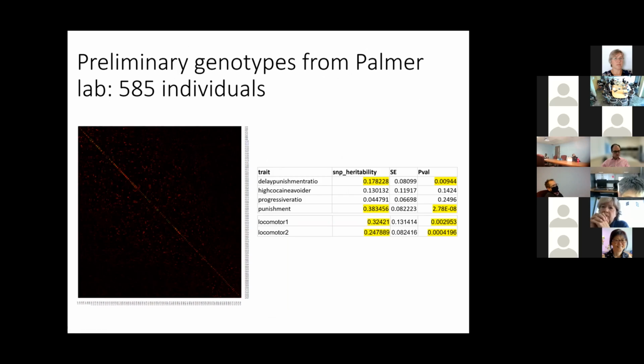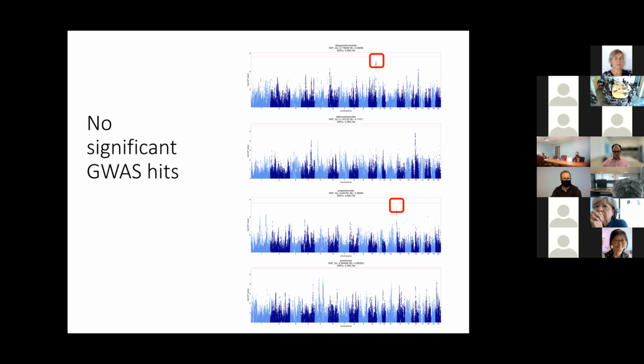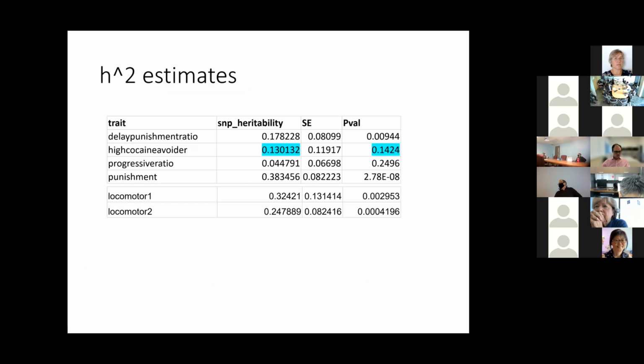As I mentioned, we have 585 genotyped animals. This is a heritability matrix on the left side, a heat map. Brighter dots are more related. The SNP heritabilities are in the 0.2 to 0.4 range for most behaviors. I'll talk a little more about that in a minute. So not super high, not super low. We don't yet have any significant hits. There's one dot that's just knocking at the door of significance, but nothing yet has broken the threshold. I hope with the next group we will.